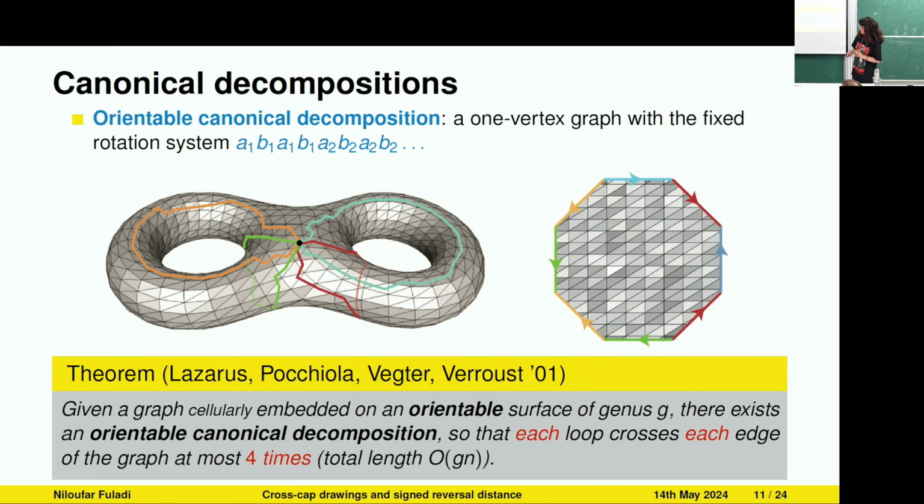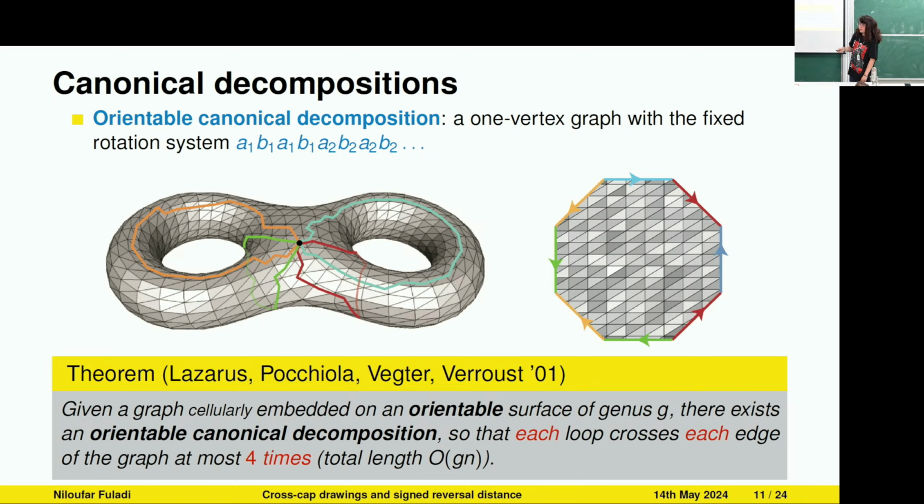What do you mean by loop? Loop is just any edge of the decomposition. What do you mean by n? n is the number of edges of the graph of the metric, so for example, the edges of the triangulation here. And g is the genus of the surface. Sorry, I should have said that.